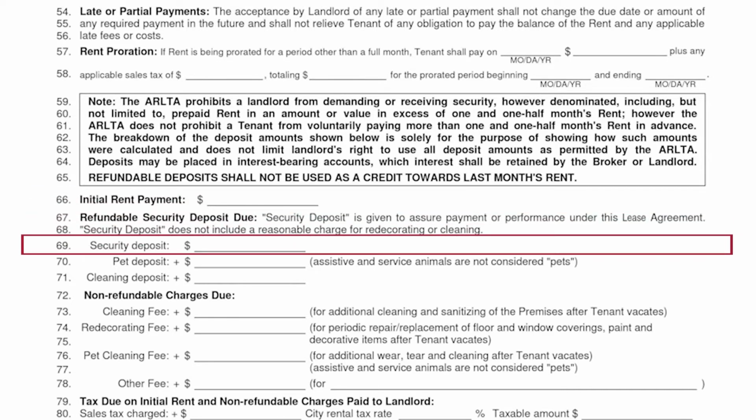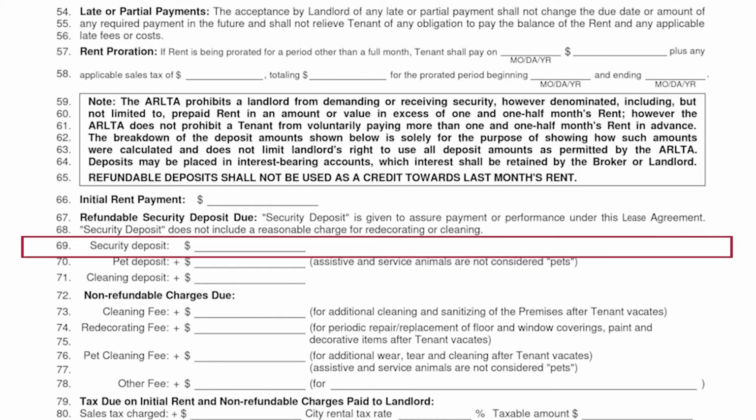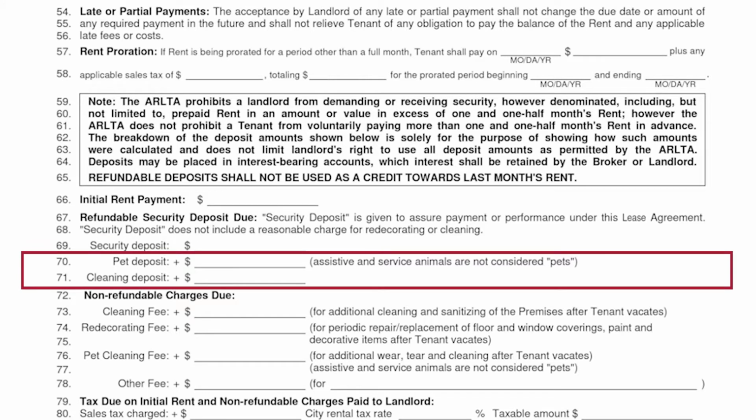Line 69, enter the amount of the security deposit that the tenant will pay. The MLS will indicate what the landlord is expecting to receive. This amount cannot exceed 1.5 times the monthly lease amount per the Arizona Residential Landlord-Tenant Act. Lines 70 to 71, list refundable pet and cleaning deposits. Again, check the MLS for the amounts the landlord is hoping to receive.